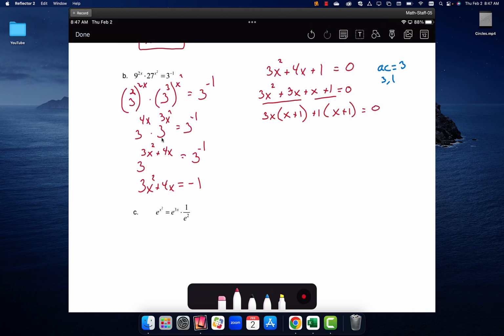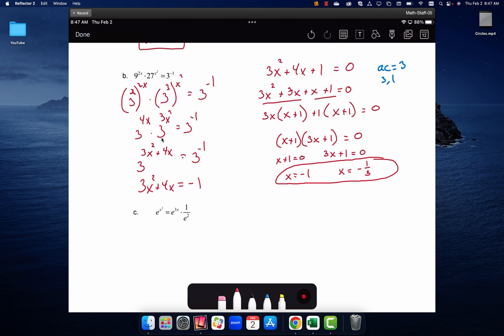Notice the parentheses are the same. That's a good indication that we're on the right track. Continue factoring. Set each factor equal to 0. And we get x equals negative 1 and x equals negative 1/3. And we've got our solutions.